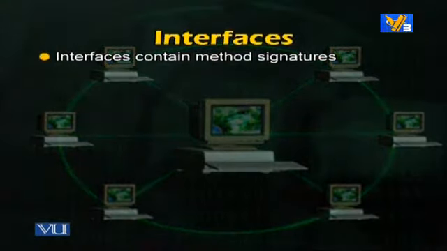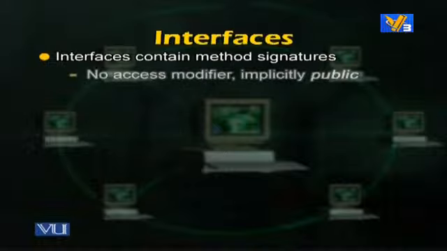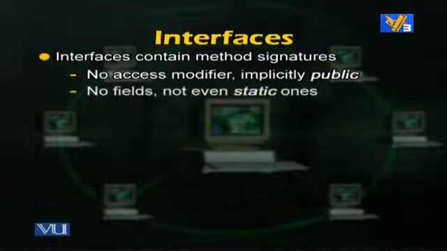The interfaces contain method signatures just like Java. There is no access modifier and they are all implicitly public. They do not have any fields, so these are purely just the protocols. So Java میں بھی بالکل ایسا ہی ہے.